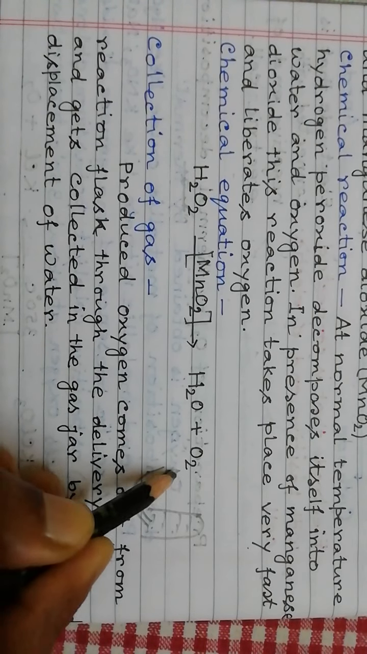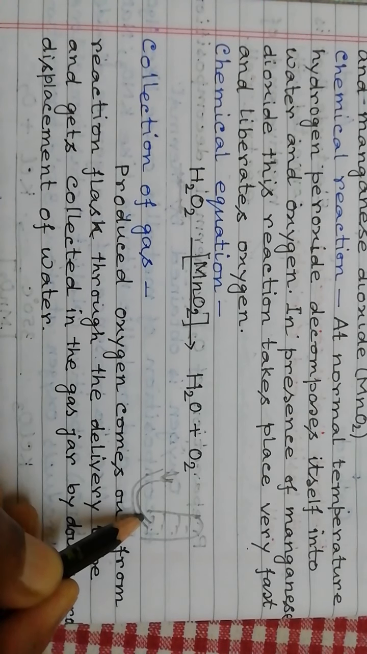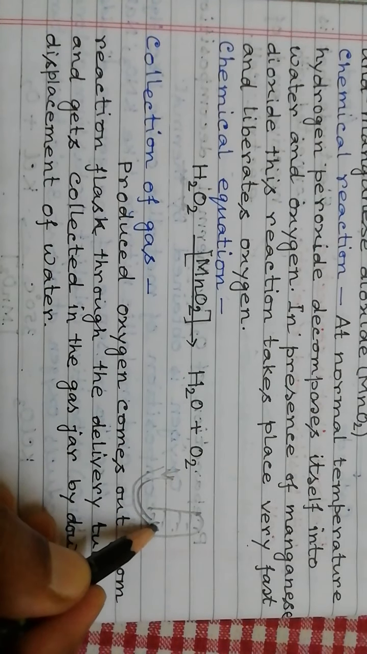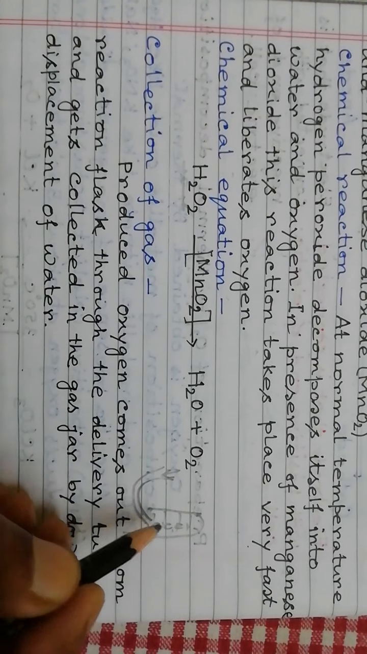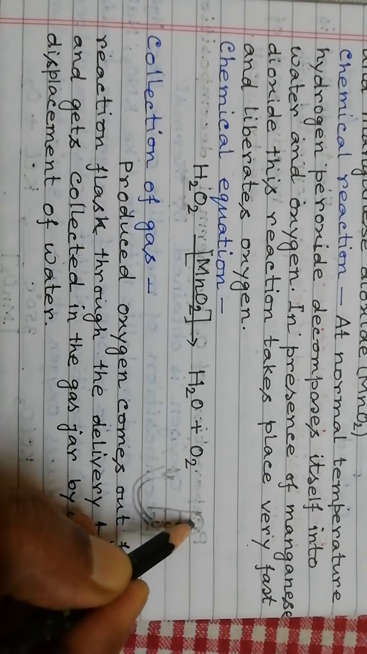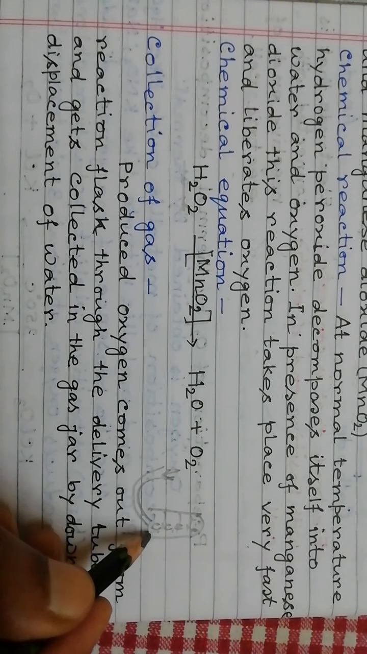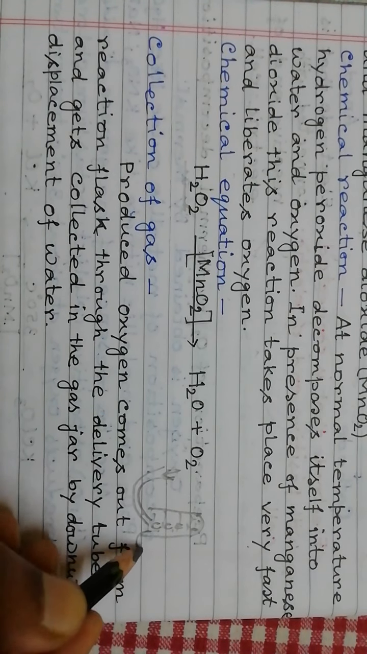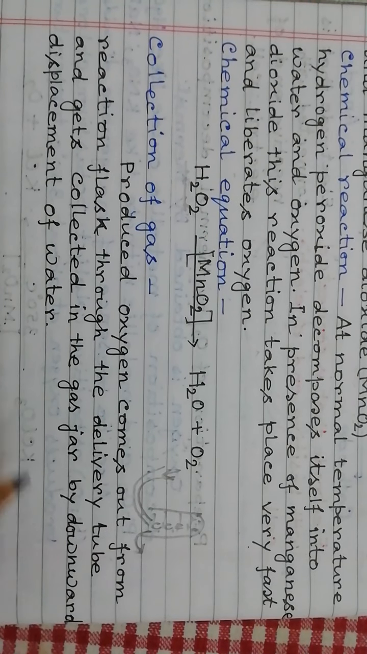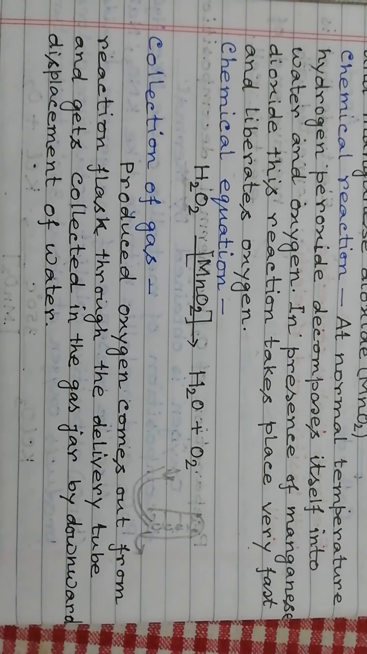The oxygen gas comes through this delivery tube, and this oxygen gas comes out from the delivery tube and is collected here in the top of the test tube, and water goes down, comes out in the downward direction, and it is known as the downward displacement of water. In this process, the gas oxygen is collected.